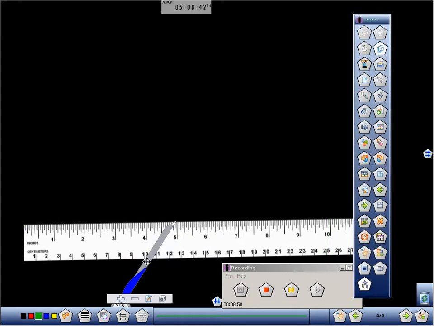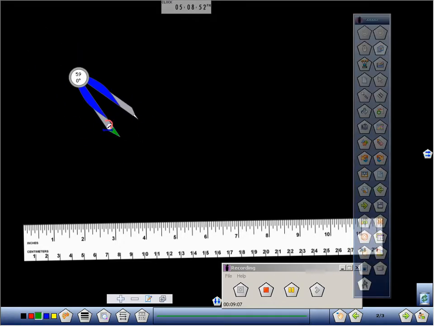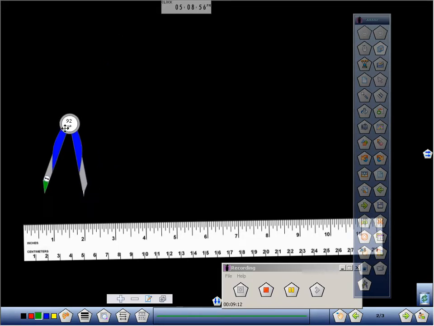And let me grab the compass. Let me make some smaller circles. Move this compass around. Let me show you what you can do when you create circles. Let me make a diameter of 2. Actually, let me make a diameter of 1. Put this line right here.